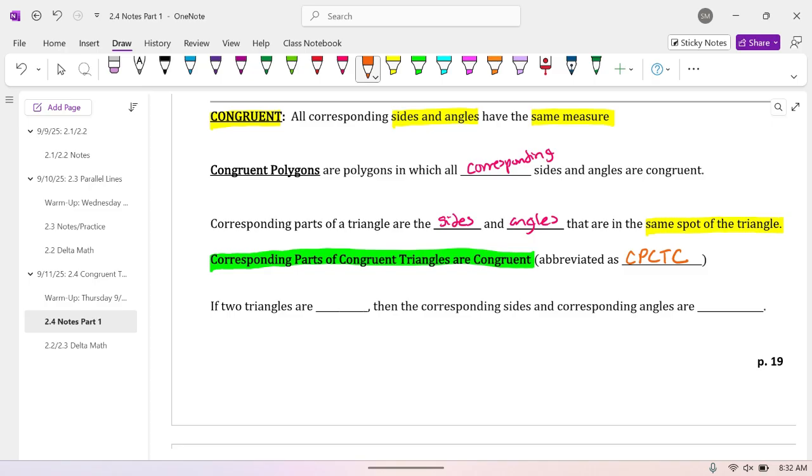Now, if two triangles are congruent, then the corresponding sides and corresponding angles are congruent. So that's essentially what CPCTC means. If we know that the two triangles are congruent, that means their corresponding parts are congruent. And again, that will come back to haunt you guys when we do proofs next week.